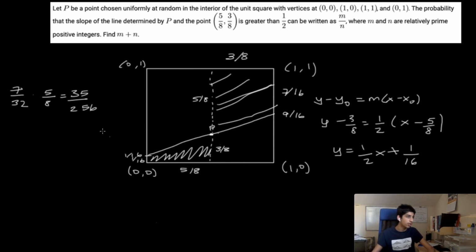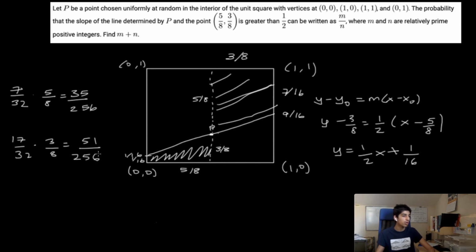And now we can find the area of our trapezoid. So we have 7/16 plus 5/8 over 2 times 3/8. So 5/8 plus 7/16, if you do the math, you will get 17 over 16, and we divide that by 2, so we have 17 over 32. And then we multiply that by the height, so we have times 3/8. This is giving us 51 over 256.